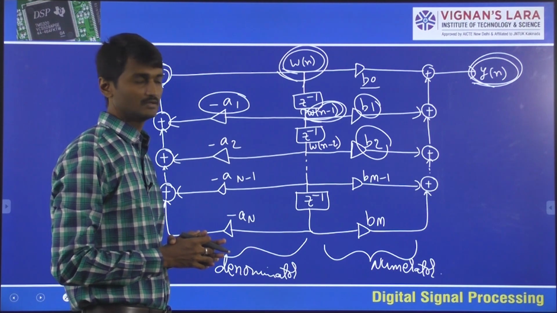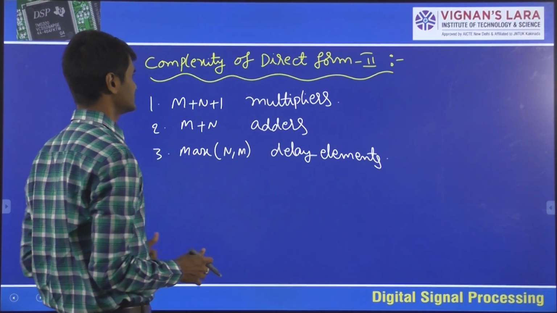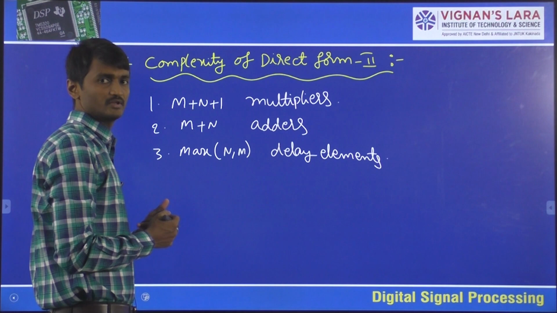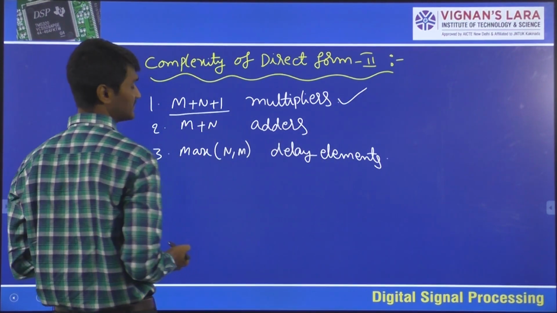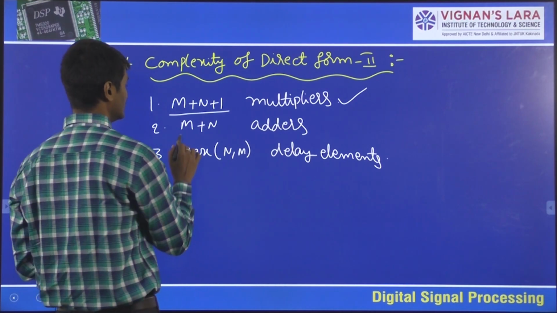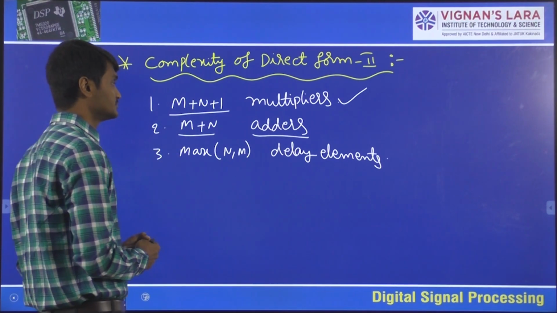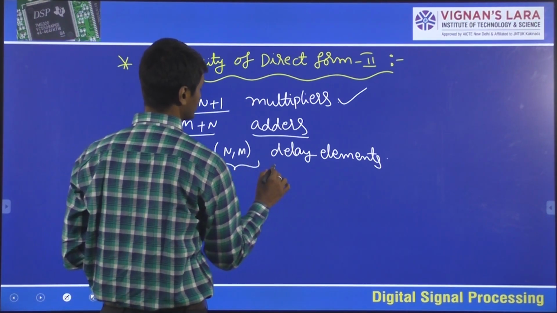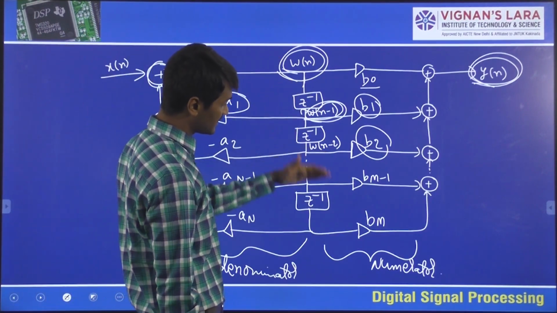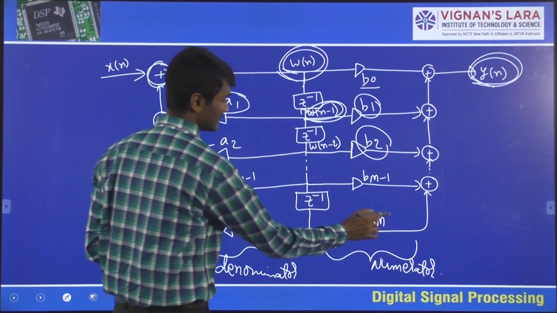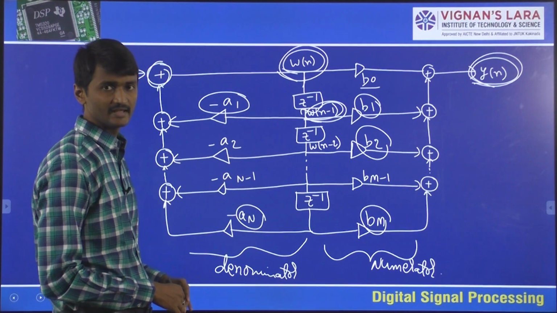So what is the complexity of direct form 2 realization? Complexity means how many multipliers, adders and delay elements we are using. Here M plus N plus 1 multipliers are used, and M plus N adders are used. The maximum of N comma M delay elements are used, whichever is maximum, N or M. That many delay elements are required to realize direct form 2.